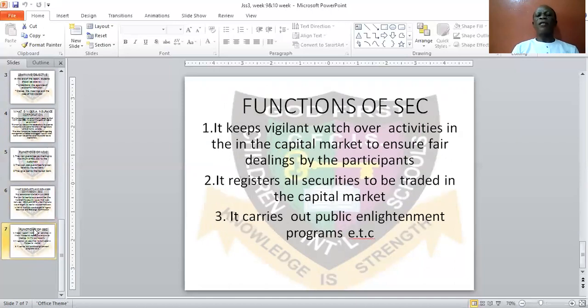Some of its functions are to keep vigilant watch over activities in the capital market, to ensure fair dealings by the participants, that is, depositors or customers; to register securities to be traded in the capital market, to ensure that it is well organized; and to carry out public enlightenment programs for the investors or the customers.